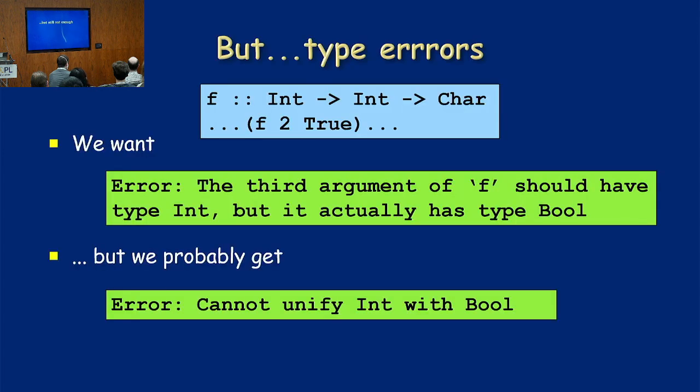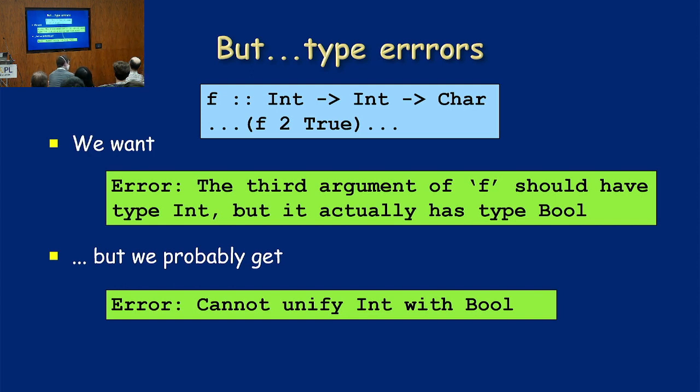Why no cigar? So I'm going to show you 4 inadequacies for what we've got so far. One is error messages. If you've got something like this and you pass a Boolean as the second argument to F, really you'd like an error message to say that. But the danger is that if you don't pay some attention, you may just say, oh, I can't unify int with bool, go figure, right?